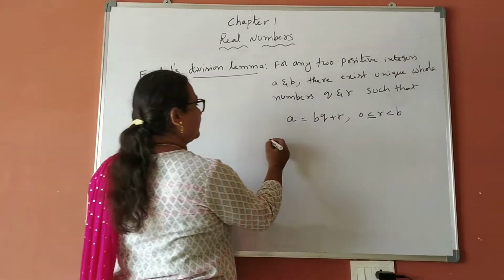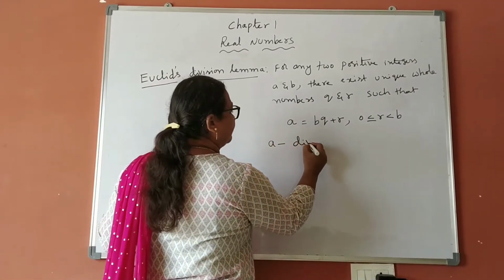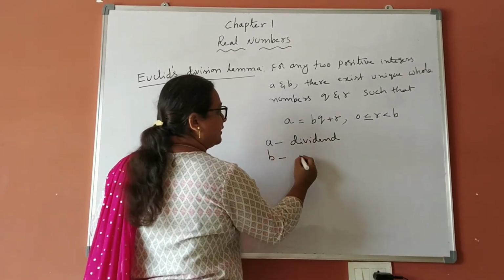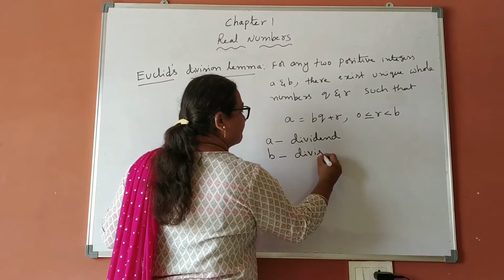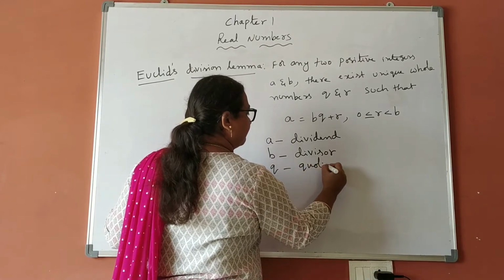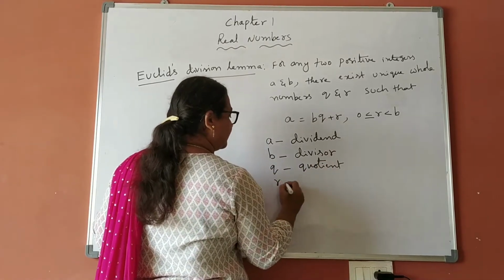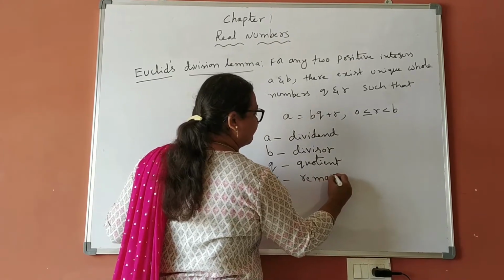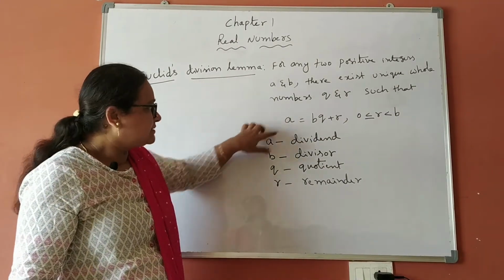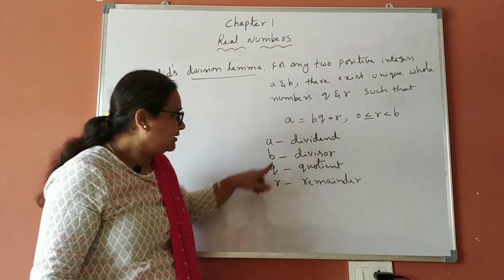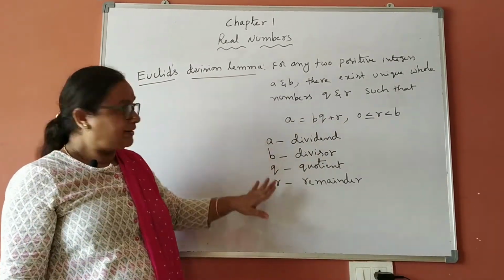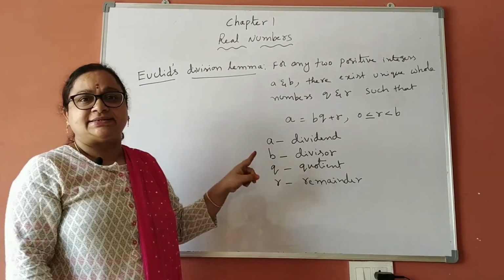Here A is the dividend, B is the divisor, Q is the quotient, and R is the remainder. Euclid's division algorithm is based on Euclid's division lemma. Let us see a small example.